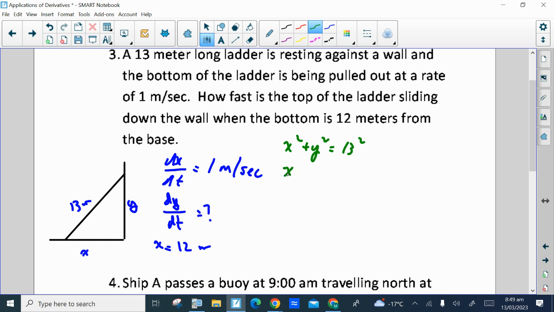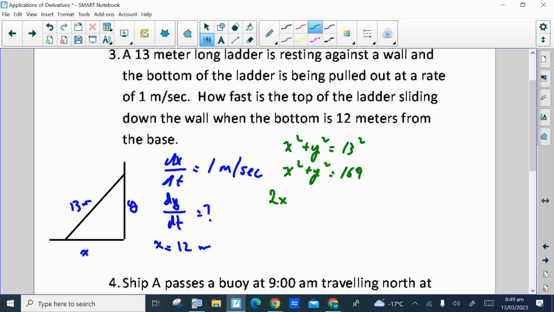So we'll get x squared plus y squared equals 169. And now we're going to differentiate both sides with respect to time. Okay? And for those two terms on the left, again, we're going to use the chain rule, which is 2 steps. The first step is using the power rule. The exponent comes in front, but then you also multiply by the derivative of what's inside the brackets.